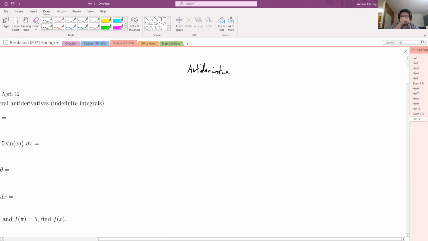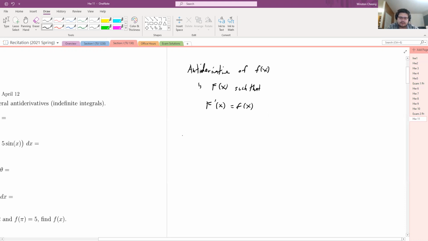So the antiderivative is essentially the opposite of taking a derivative. If you're asked for the antiderivative of some function f of x, that is the function capital F of x such that the derivative of the antiderivative function is equal to the original function that you started with. So this is what defines being an antiderivative.